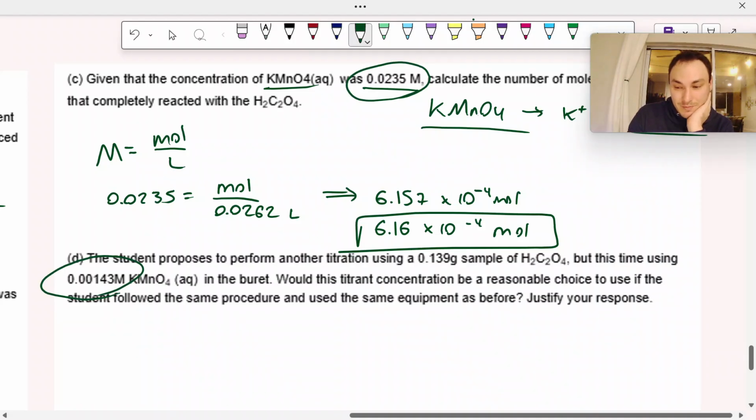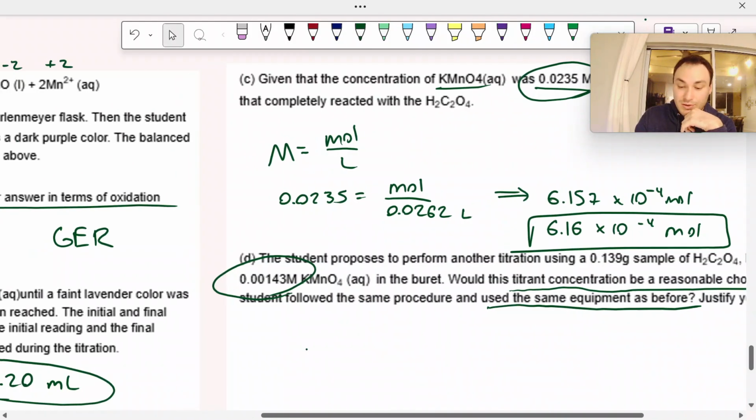Let's do that number. 0.0235 divided by 0.00143. That's a 16th of the concentration of potassium permanganate. So we are severely lowering the concentration of potassium permanganate. Would this titrant concentration be a reasonable choice to follow the same procedure and use the same equipment as before? The answer to this is no.